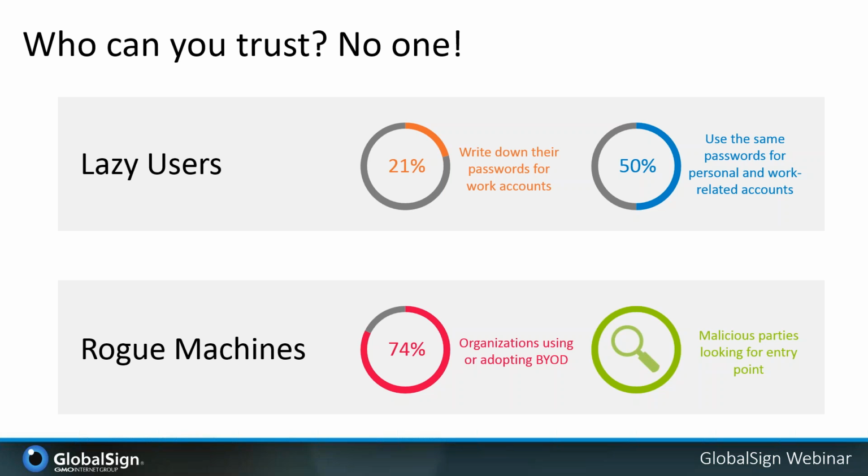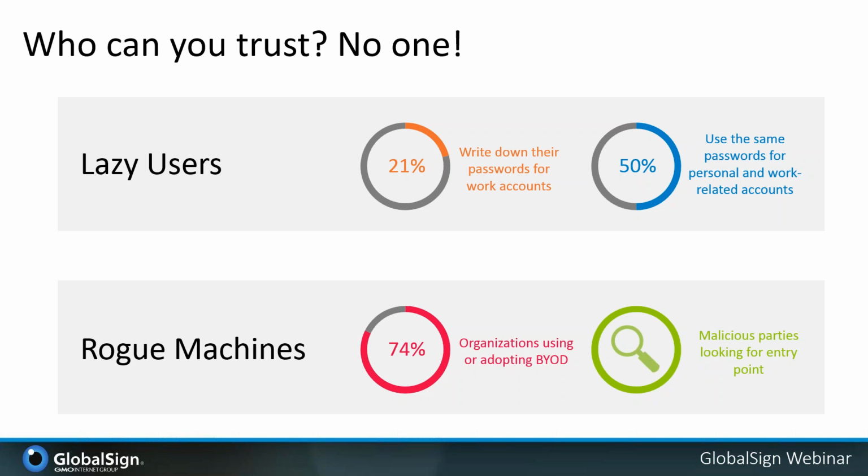With an average of about 8.5 passwords to remember for work-related accounts alone, it's not really surprising that users are often resorting to reusing passwords or, as we know, writing them down on Post-it notes on their monitor. So in fact, 50% of the users use the same passwords for personal and work-related accounts, and about 21% write their passwords down.